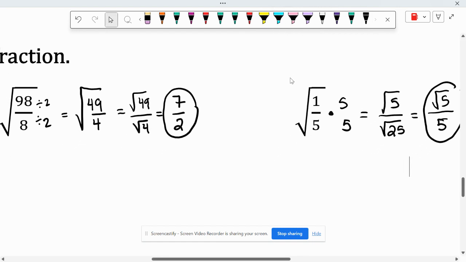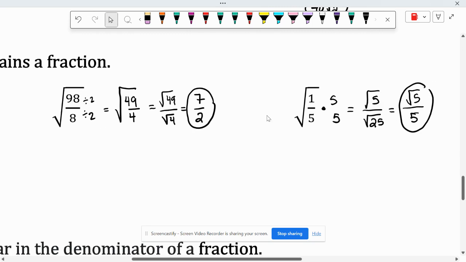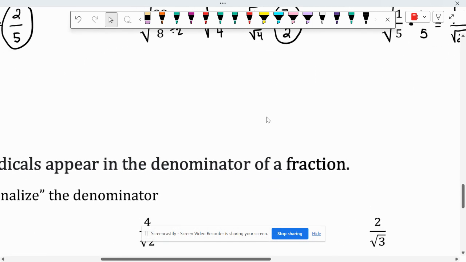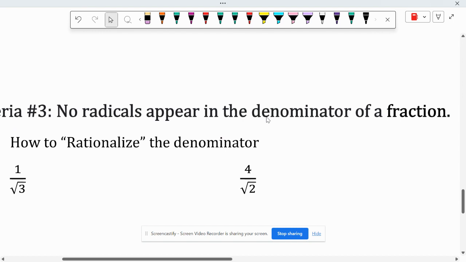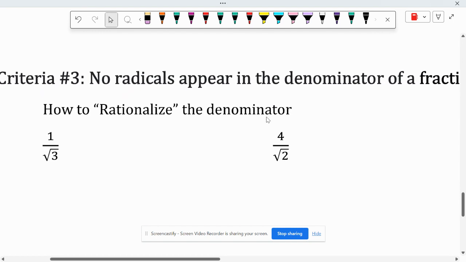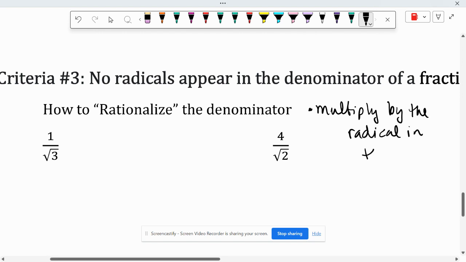You can never, ever, ever leave a radical sign in the denominator. It's just mathematically gross. And to get the radical out of the denominator, we do what we call rationalize. So to rationalize the denominator, you multiply by the radical in the denominator. So let's look at our first example.